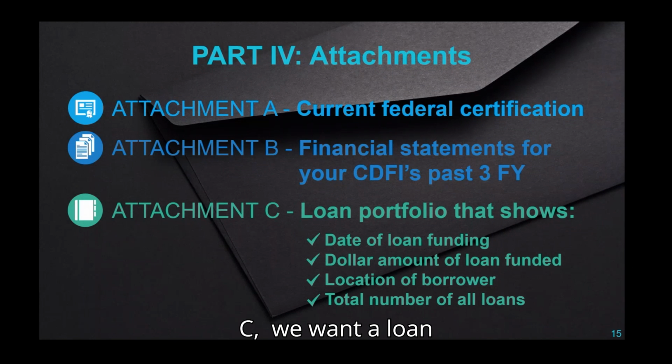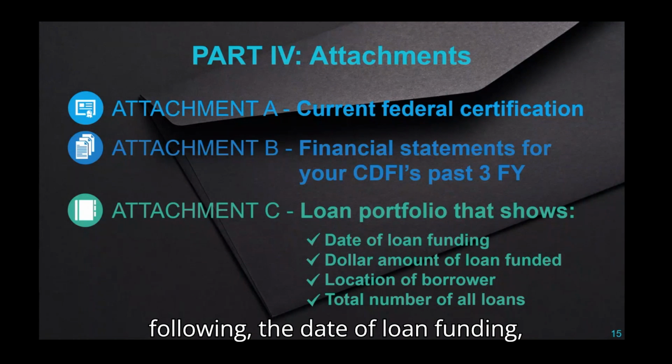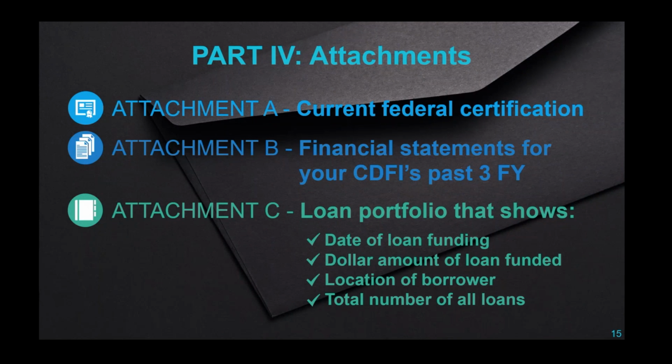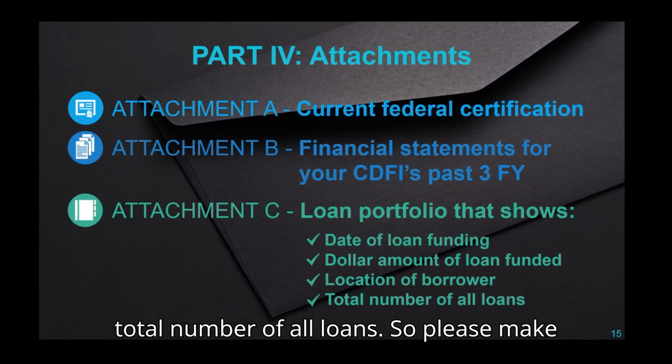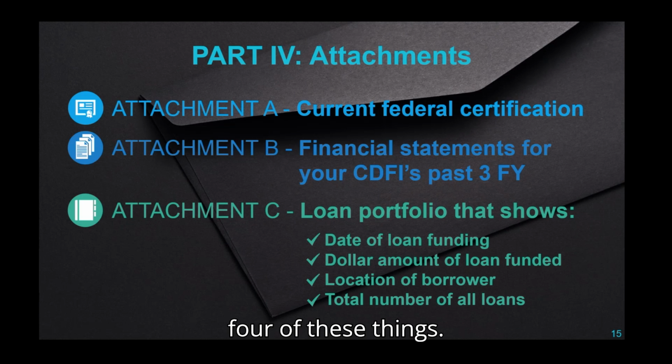And attachment C, we want a loan portfolio that shows all of the following: the date of loan funding, the dollar amount of loans funded, the location of the borrower, and the total number of all loans. So please make sure your loan portfolio shows all 4 of these things.